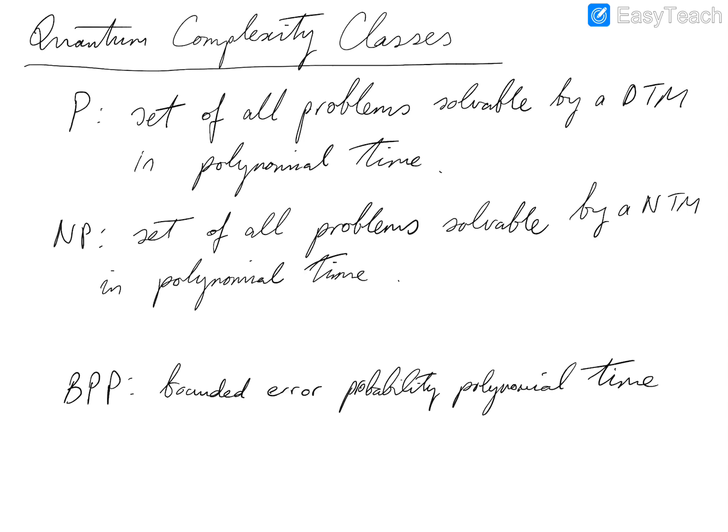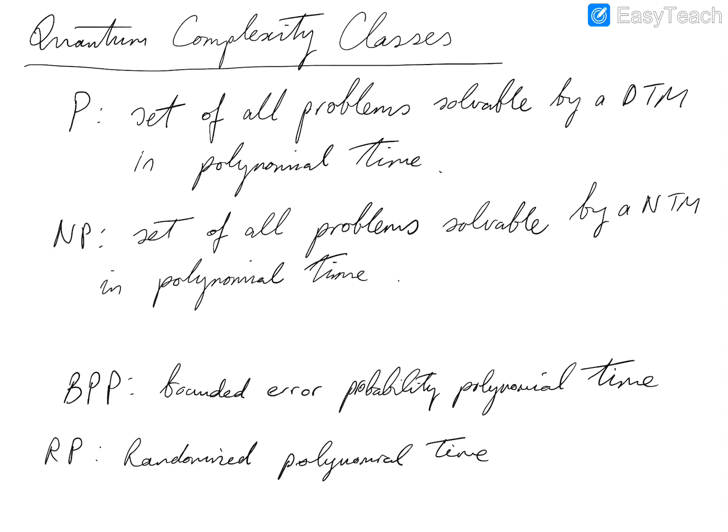One smaller class, which is a subset of BPP, is called RP. RP, I think it's called randomized polynomial time. Randomized polynomial time is the set of problems which can be solved by a probabilistic Turing machine in polynomial time with the only possibility of giving false positives.